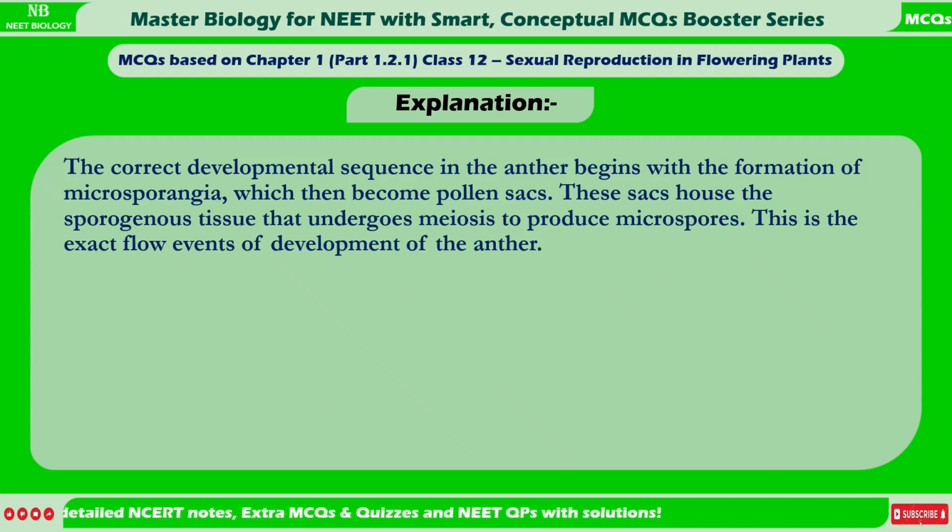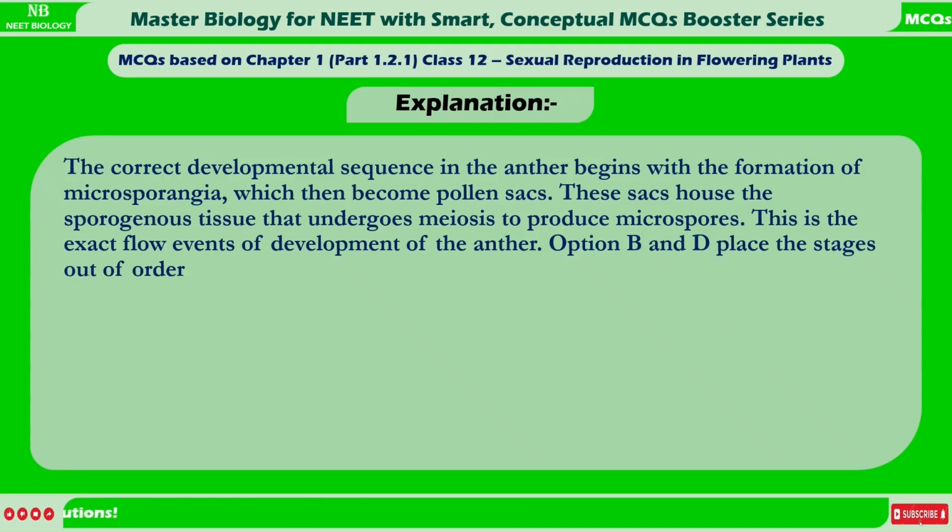Option B and D place the stages out of order, while C places the sporogenous tissue too early in the sequence. Thus, A is the most accurate and logically ordered option.